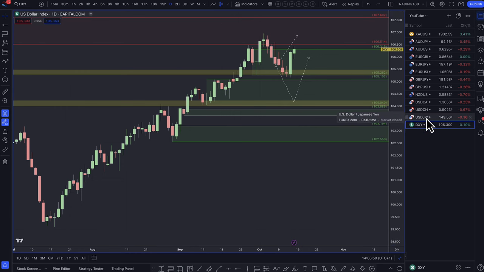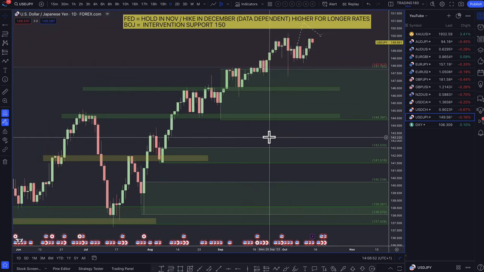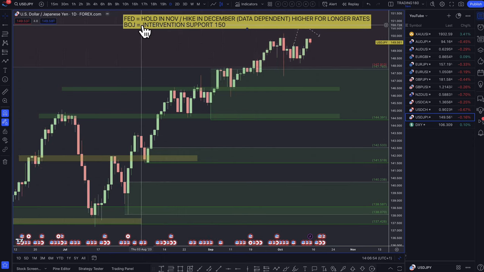supports the narrative. The dollar yen, at the moment, obviously the Fed hold in November, hike in December potentially, and higher for longer rates, which supports the dollar. But the Bank of Japan intervention support at 150. Now, what was interesting is that last week we did get some sort of intervention, or there was definitely a massive sell-off last week, or the week before last, sorry.